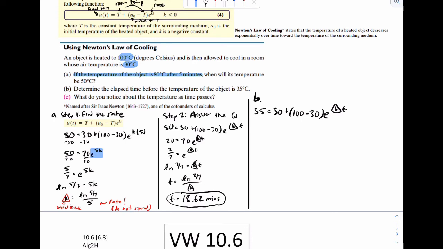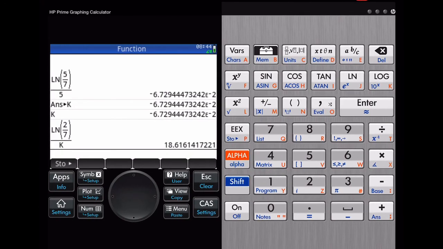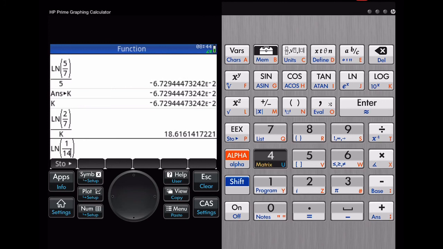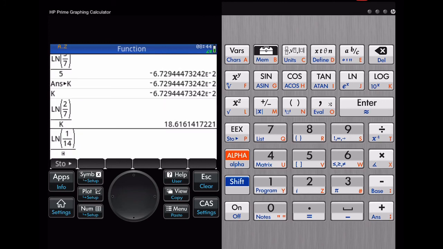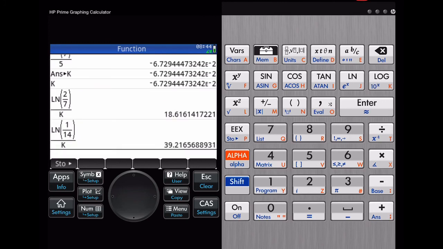Okay, so at this point, you kind of see the thought process here. So I'm going to go through it a little faster. 5 equals 70 e to the triangle kt. That's 1 over 14 equal to e to the triangle kt. So natural log of 1 over 14 divided by triangle k should equal t. Let's go back to our calculator. Natural log 1 over 14 divided by k. There it is, 39.22.